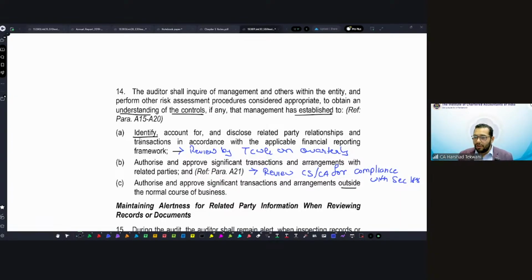Again, it can be a similar control. One control can target two different kinds of areas. So how are the transactions authorized and approved, which are normal transactions and which are outside the course of normal business?